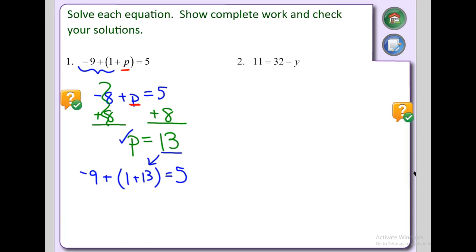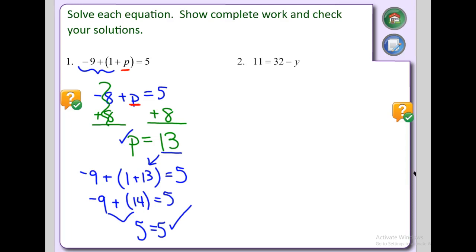Now, how do we check? Oh, now parentheses do me first. Well, in the parentheses, we've got 1 plus 13, which is 14, equals 5. What's negative 9 plus 14? Right, so we get 5 equals 5, and that is my check.